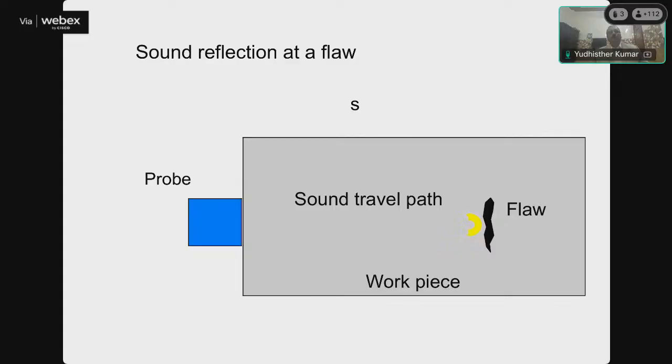Here the sound path is shown, and the ultrasonic transducer is placed here. It transmits ultrasound waves into the material. The sound waves are reflected either from the back wall of the test piece or from any defect inside it. We can receive the back wall echo as well as the defect echo, in response to the size of the defect.